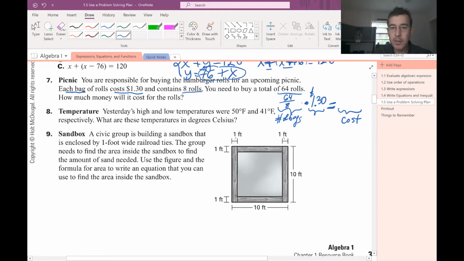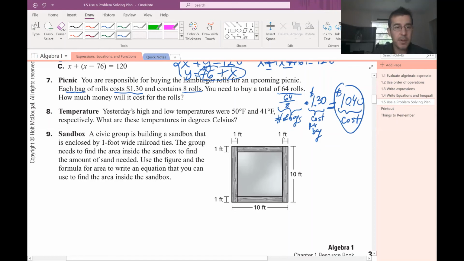So 64 divided by 8 is 8. 8 times 1.30: 8 times 1 is 8, 8 times 30 cents is $2.40. So $8 plus $2.40 is $10.40. Okay, that's the answer for 7. So it's the number of bags times the cost per bag.